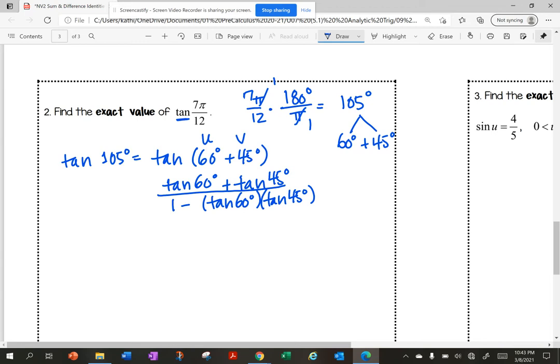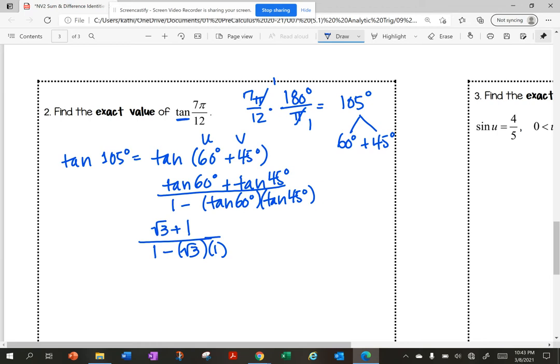Okay, so substituting in the tangent of 60 from my unit circle is the square root of 3. And the tangent of 45 is 1. So 1 minus square root of 3 times 1.